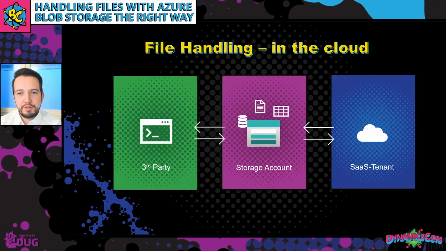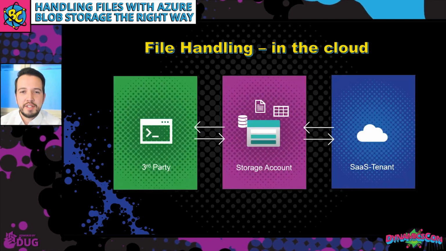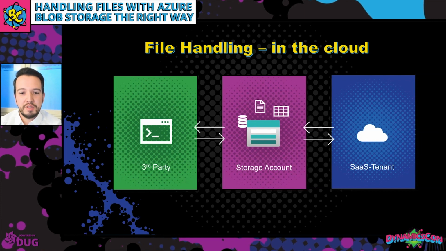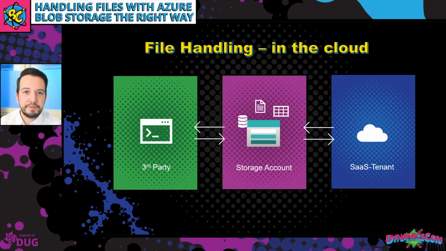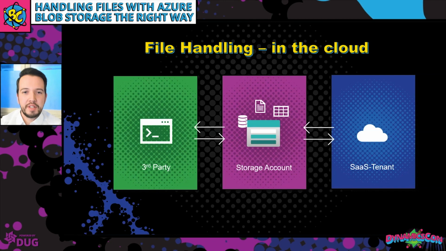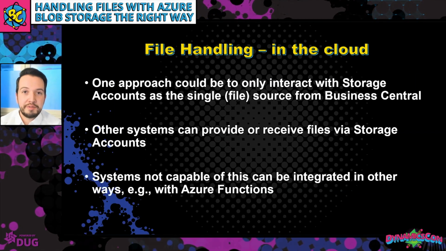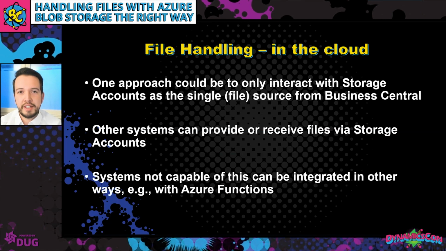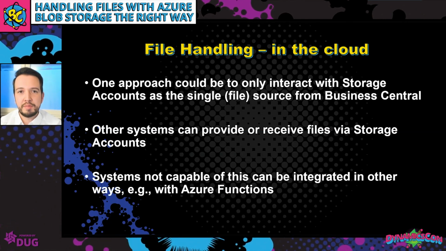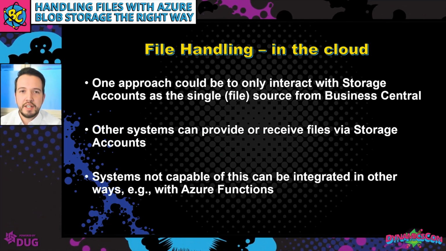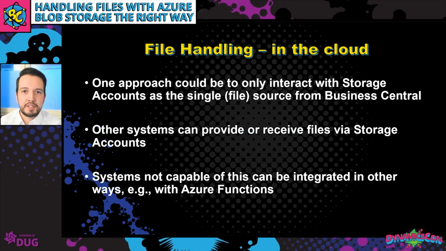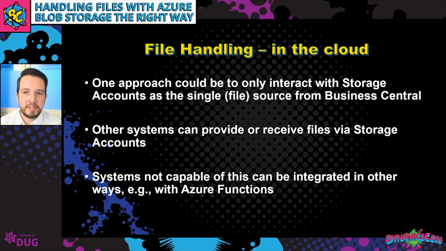One possible solution to file handling in the cloud could be to use storage accounts as the only file source for Business Central. Other systems can provide or receive files via the storage accounts, and systems not capable of being integrated directly can most likely be integrated in other ways, for example, with Azure Functions.